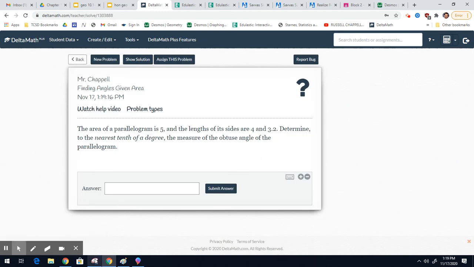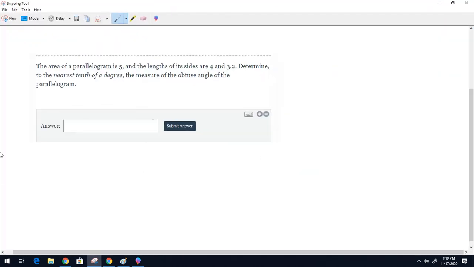All right, so let's take a look at this problem now. This time it says the area of a parallelogram is 5, and the lengths of its sides are 4 and 3.2. Determine to the nearest tenth of a degree the measure of the obtuse angle of the parallelogram. Okay, so again, I'll just draw my generic parallelogram right here. Here's the longer side. Here's the shorter side.